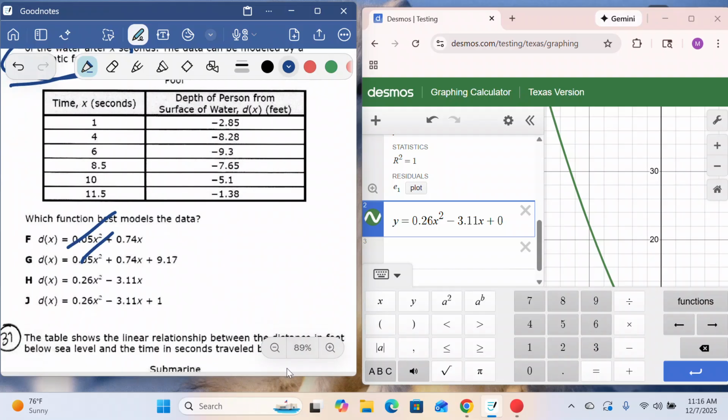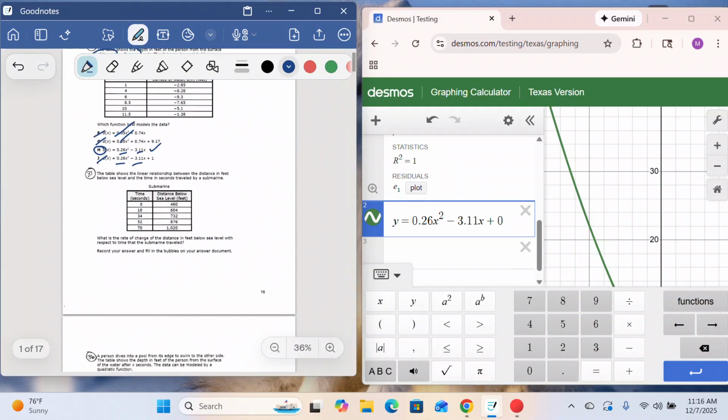And then I have negative 3.1. They're both correct. But then the last one gives us a plus 1. And remember, it is a plus 0. So the answer choice is letter H. That is the correct one. So that is a good way to do quadratics.